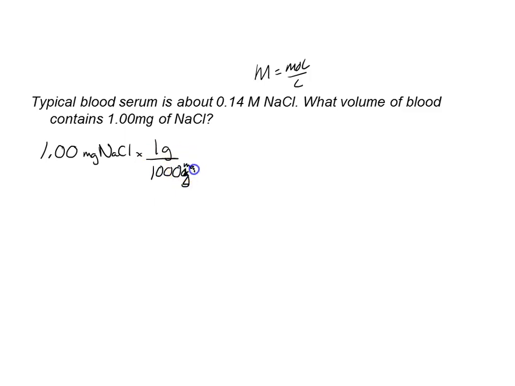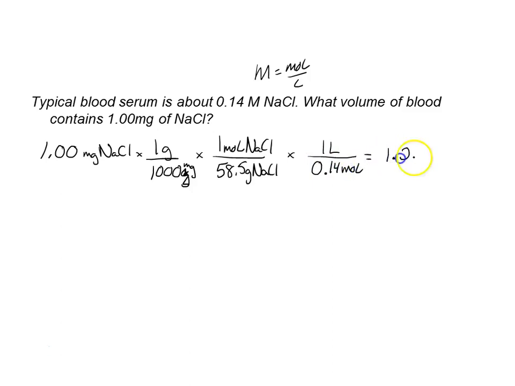Yeah, milligrams, there we go. Okay. From here, I'm going to convert into moles, because molarity is moles per liter. How many moles of NaCl is that? Grams of NaCl. And now I'm going to use my molarity. So if I have 1 liter of the stuff, I know that its molarity is 0.14 moles. So the volume is going to be 1.2 times 10 to the negative 4th liters.